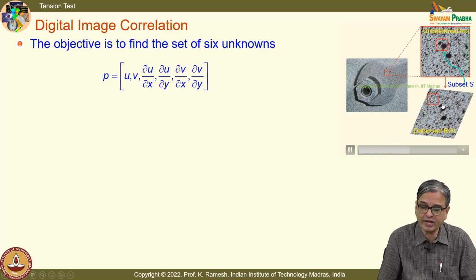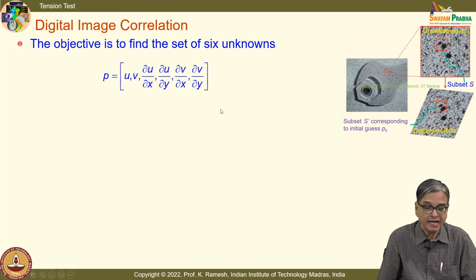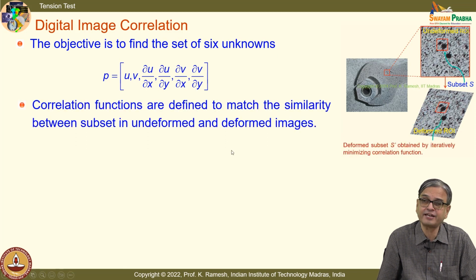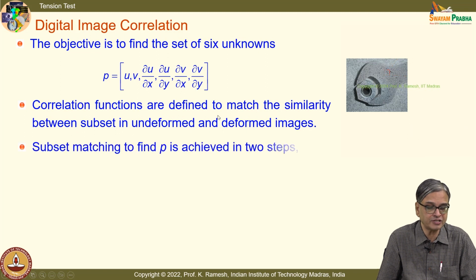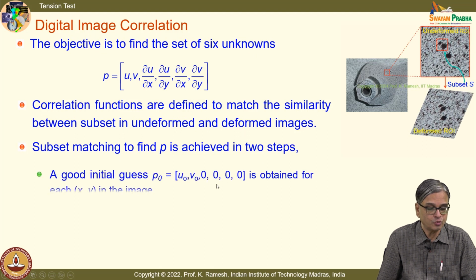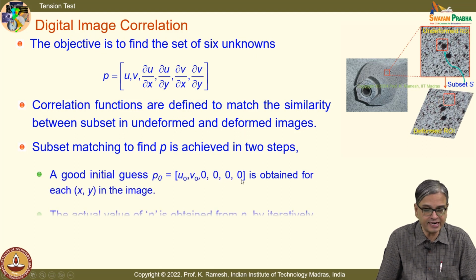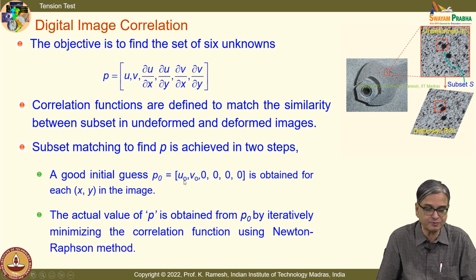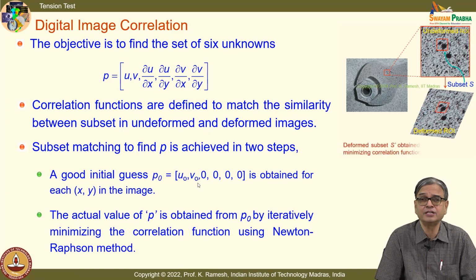speckles, and you first locate where it has moved by intensity measurement. There is a correlation coefficient that you develop, and then you improve by an iterative methodology. The correlation functions are defined to match the similarity between subset in undeformed and deformed images, and subset matching to find P is achieved in 2 steps. You start with an initial guess where these gradients you put that as 0, you have some assumption of u naught and v naught. See, whenever you do the iterative methodology, initial guess is also very important.